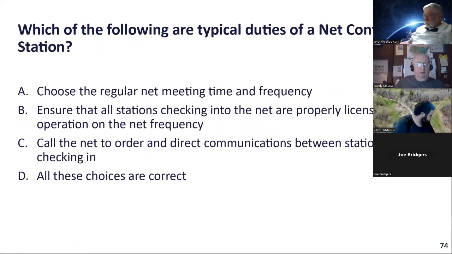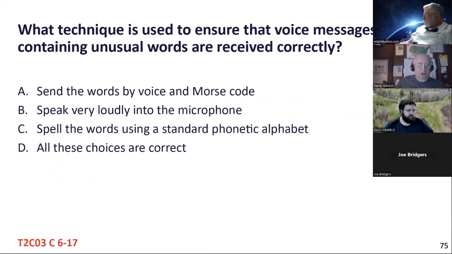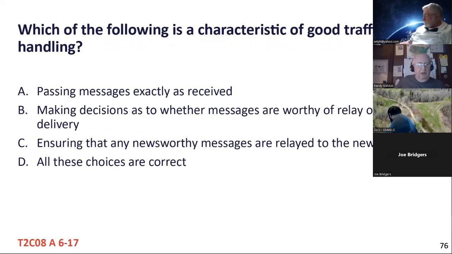Okay. Which of the following are typical duties of a net control station? That would be C. Call the net and order direct communications between stations checking in. What technique is used to ensure that voice messages containing unusual words are received correctly? Again, that would be C. Spell the words using standard phonetics. Which of the following is a characteristic of good traffic handling? That would be A. Passing messages exactly as received.